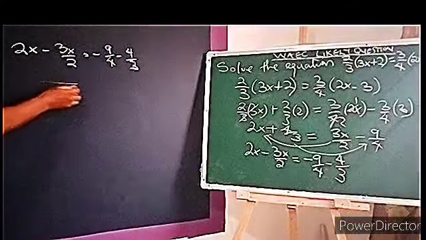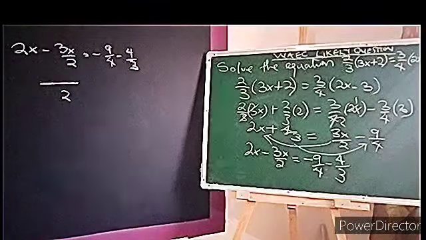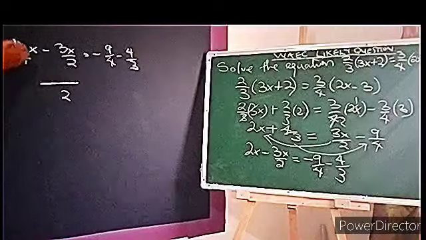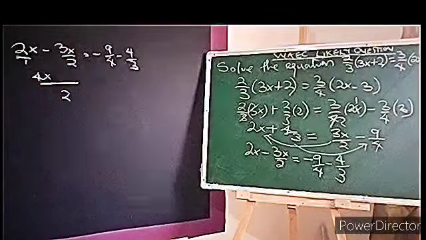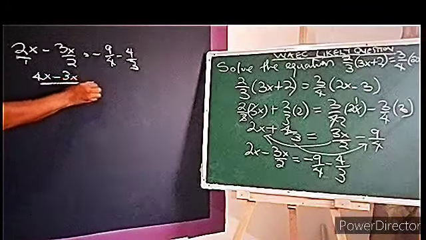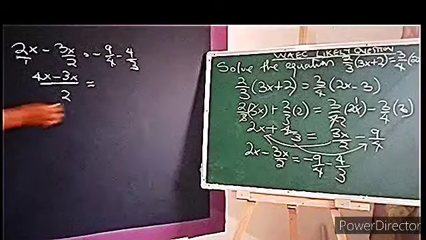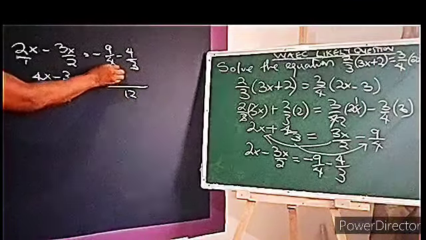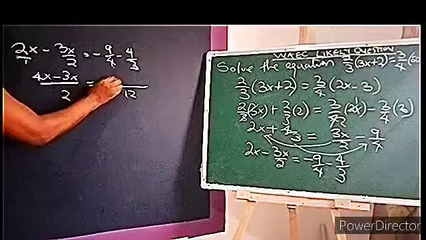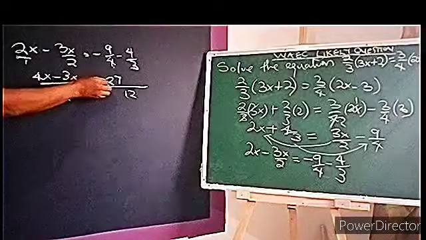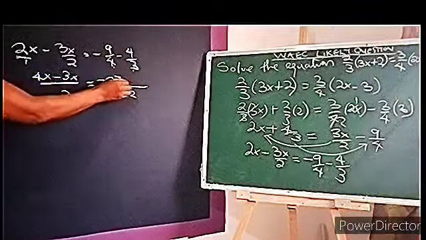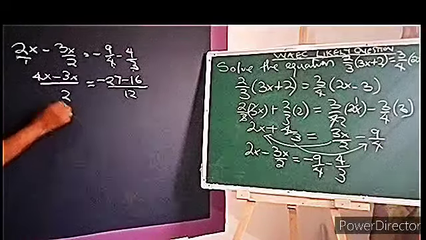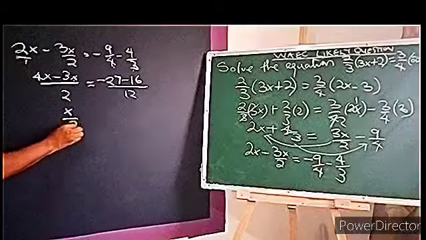So we'll get the LCM, which is 2. Remember, there's an imaginary denominator, 1. 2 divided by 1 gives us 2 times 2, which is 4x. 2 divided by 2 gives us 1 times 3, which is 3x. That's for the left hand side. Then for the right hand side, the LCM is 12. 12 divided by 4 gives us 3. 3 times 9 gives us 27. Remember there's a minus here. 12 divided by 3 gives us 4. 3 times 4 gives us 16. So we have here 4x minus 3x, which gives us x, all over 2.